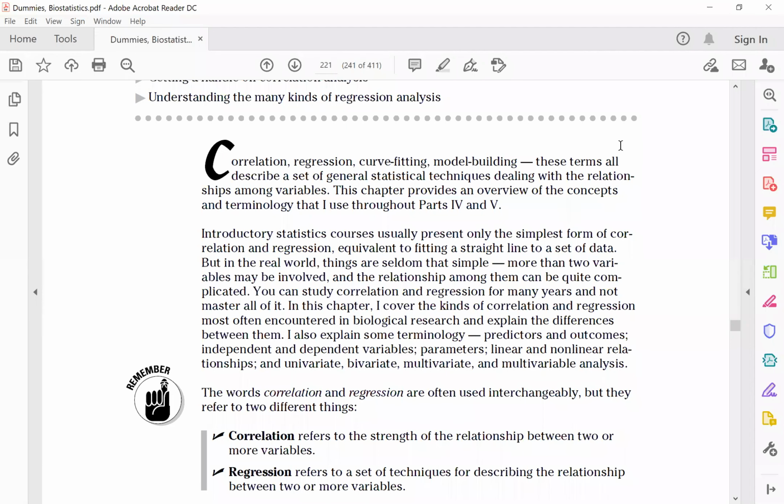So correlation, regression, curve fitting, model building, these terms all describe a set of general statistical techniques dealing with the relationship among variables. So here we'll go through the concepts and terminology.